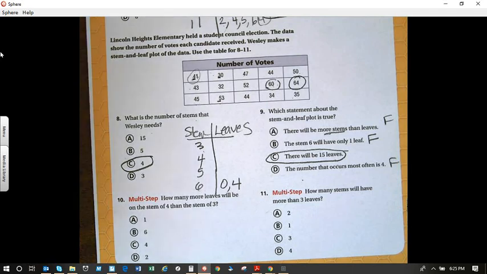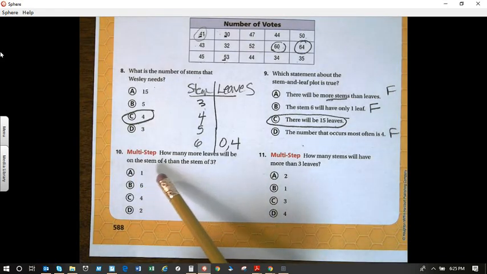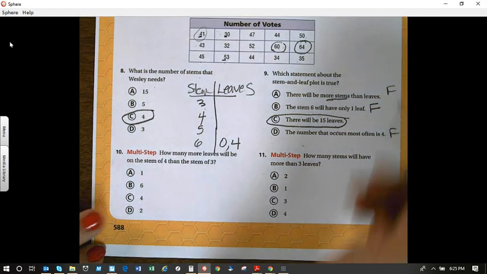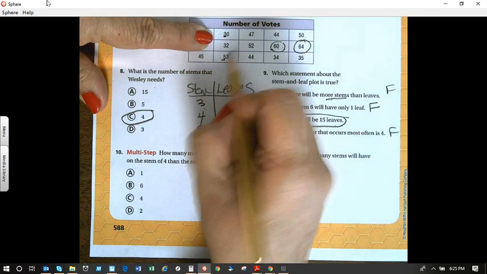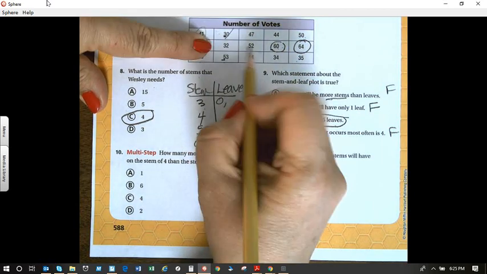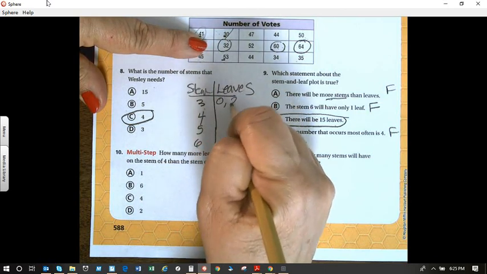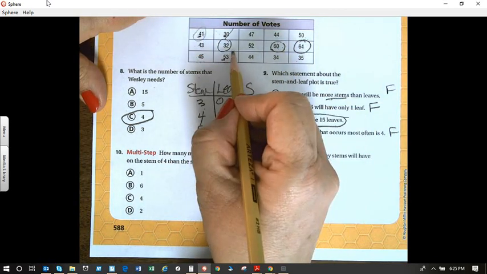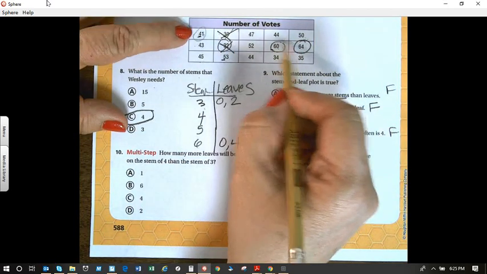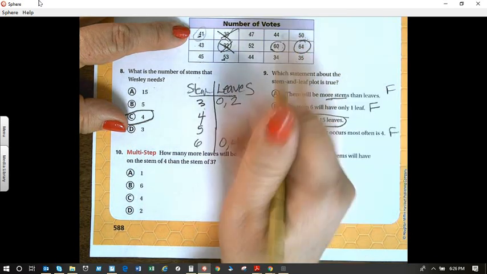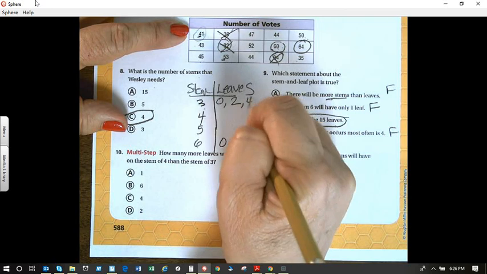Number 10. How many more leaves will be on the stem of 4 than the stem of 3? All right, so I'm looking at stem 3. Now we go ahead and plot here. I have 30, 32. You see any more? The 4s, I have 34 right here. Just came across that, and I'm going to put 4. All right, now I'm done with my 30s.